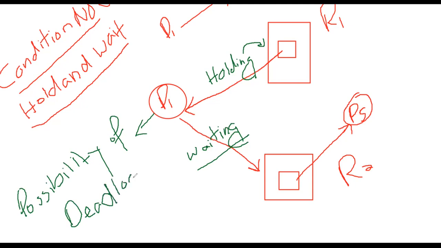See, what will happen if P5 releases R2? Then there is no possibility of deadlock. But if P5 does not release R2, then P1 will be in the deadlock situation, okay? That's why we say possibility, it's not confirmed.